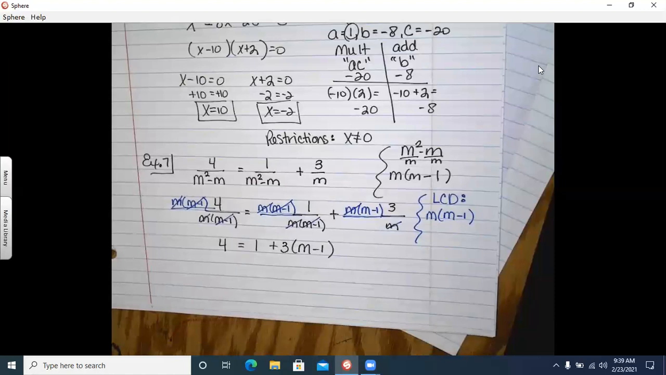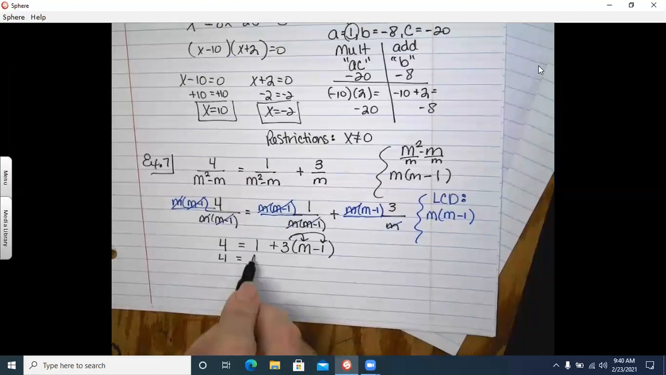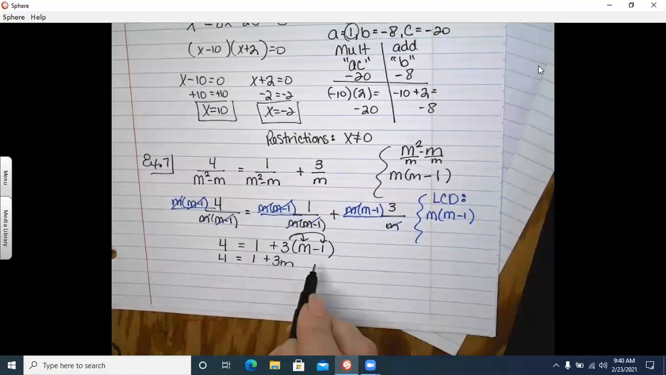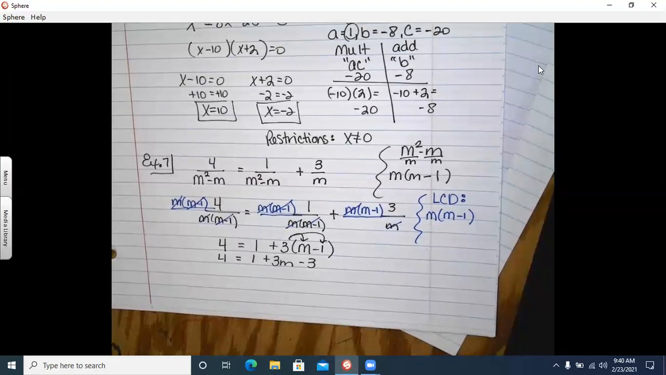What would I do now? Distribute, right? Everything else I'll bring down. So bring down the 4, bring down the equal, bring down the 1. 3 times m is 3m. 3 times negative 1 is negative 3. Now, does this one have quadratic terms and linear terms? No, so it's going to be easier to solve. We're not going to have to do factoring or quadratic formula or completing the square. We can just solve it. But before we do, don't I have like terms on the right side? Okay, so let's combine them. 4 equals, what is 1 minus 3? Negative 2, bring down your 3m.